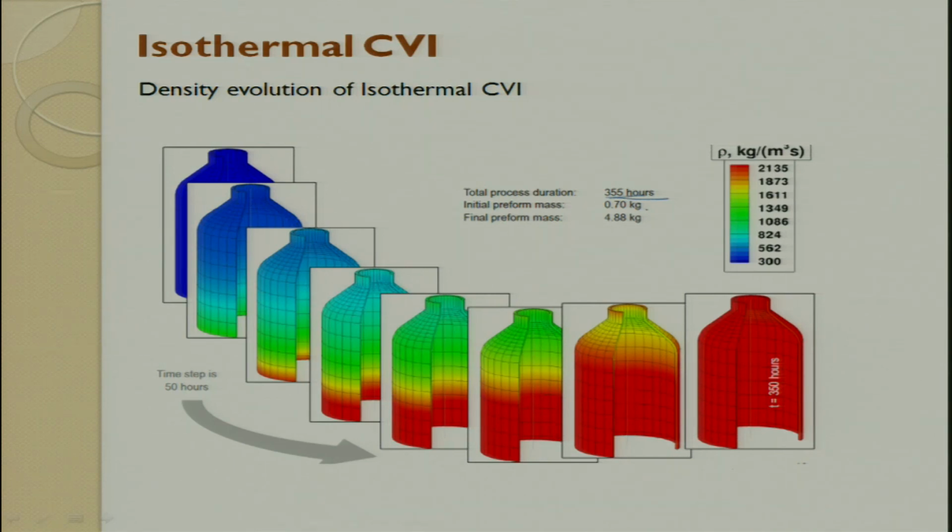The initial preform was around 0.7 kg, and the final preform mass was around 4.88 kg, about 5 kg. There are 50 steps involved. Every time, we keep on pushing gas inside. After one cycle we push the gas once again, and then we keep improving the densification. You can see the density has increased from 300 to 2135 millimeter cube.